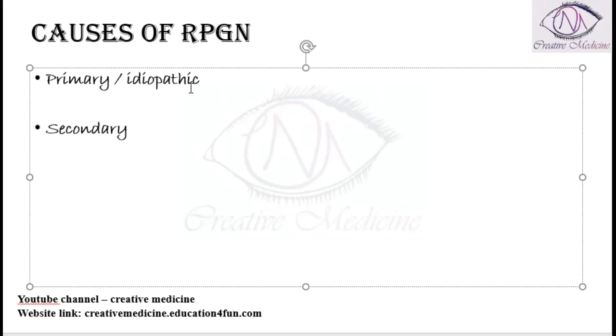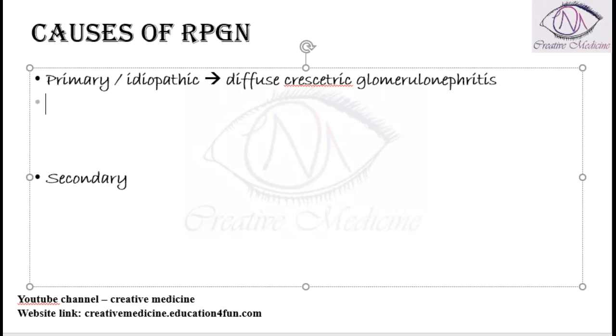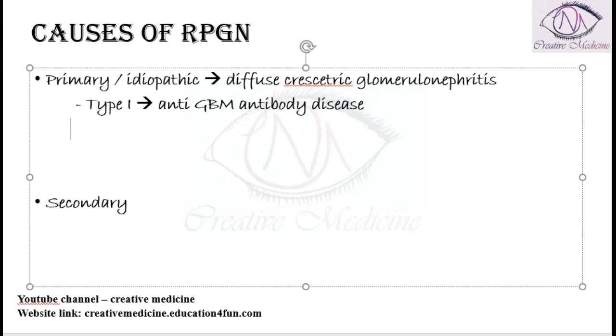In primary or idiopathic, it is actually primary or idiopathic diffuse crescentic glomerulonephritis. This primary or idiopathic crescentic glomerulonephritis is of four types. One, type 1 rapidly progressive glomerulonephritis, which is an anti-glomerular basement membrane antibody disease. Here, antibodies are found against the basement membrane, causing rapidly progressive glomerulonephritis type 1.